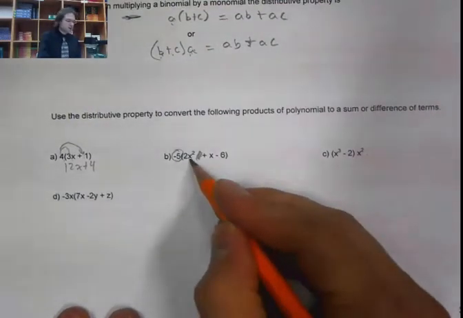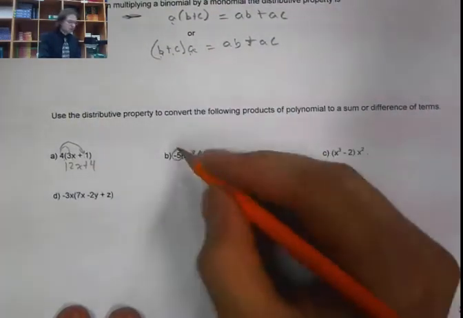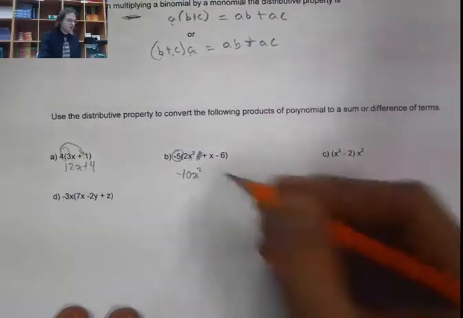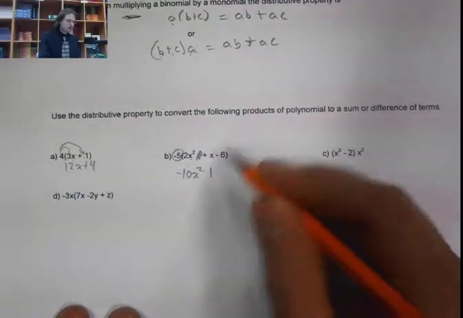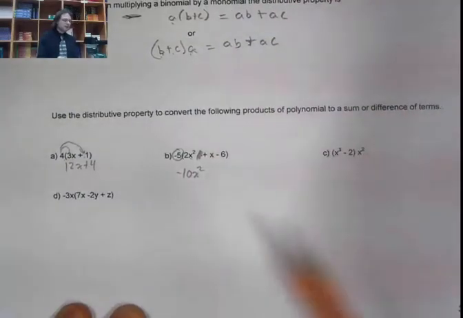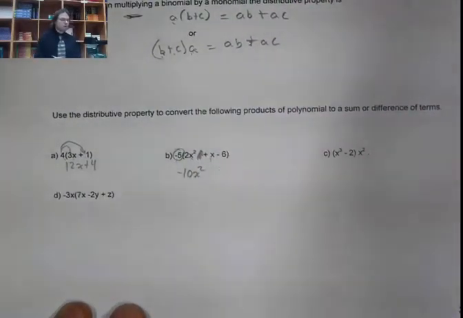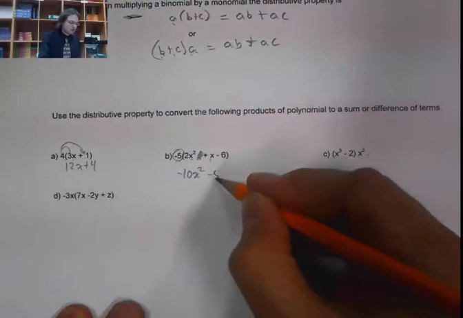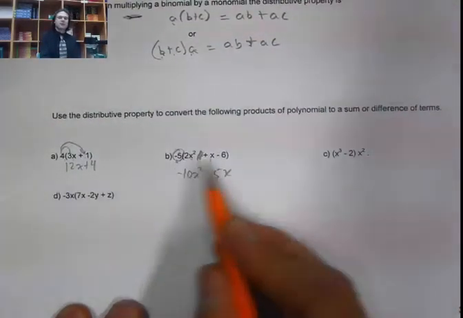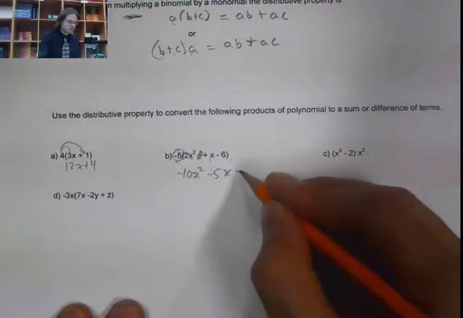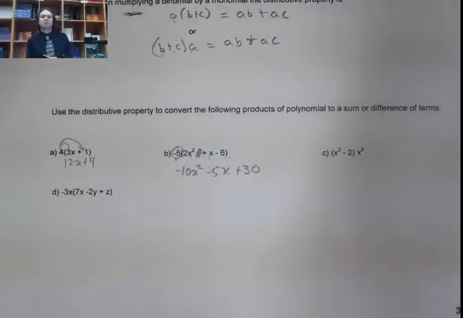So negative 5 multiplied by 2x squared, which will give me negative 10x squared. And then we have plus x, but I have negative 5 multiplied by x will give me minus 5x. And then I'm going to go negative 5 multiplied by negative 6 gives me plus 30. Because the negative times a negative is a positive.